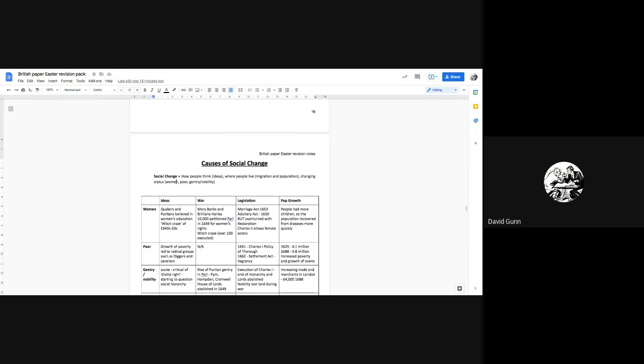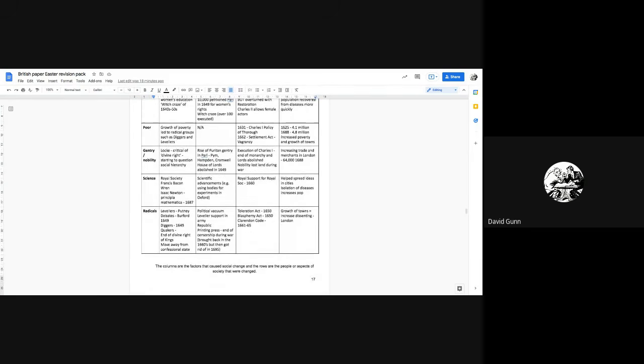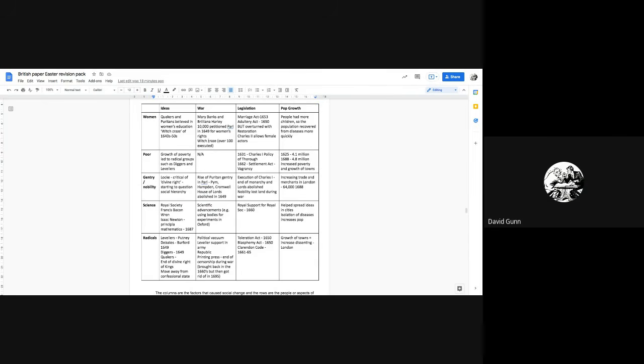The next thing, or the whole point of this topic really, and we'll look at some questions in a second, is this. I really like this grid, which wasn't actually my idea. A student a few years ago came up with this idea, and I thought it was really good. So the columns here are the factors that cause social change. You could get a question on how far do you agree that legislation was the most important cause of social change? And then you would compare legislation to maybe war and population growth, or ideas. So there's kind of 4 there.